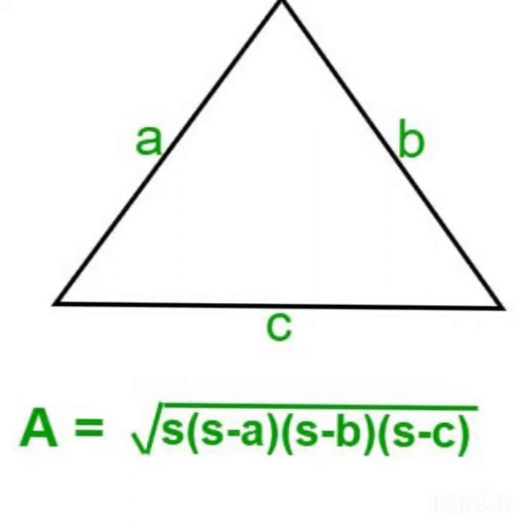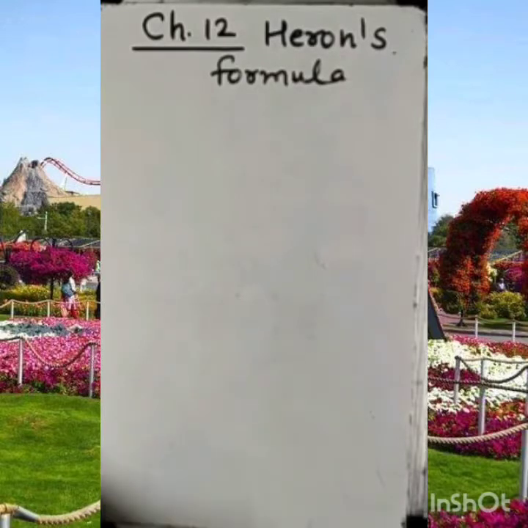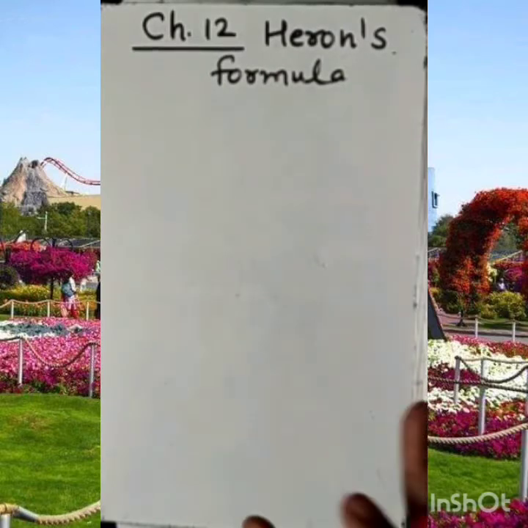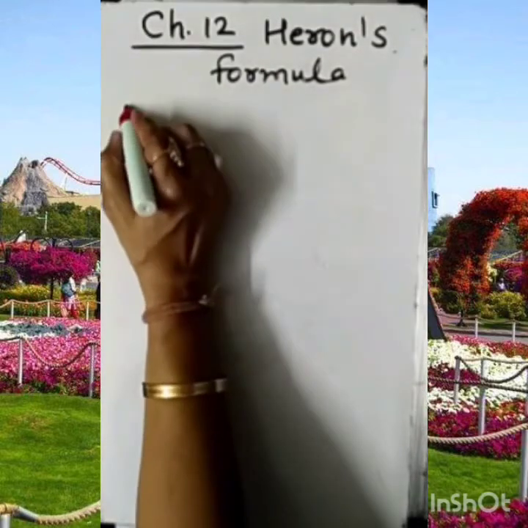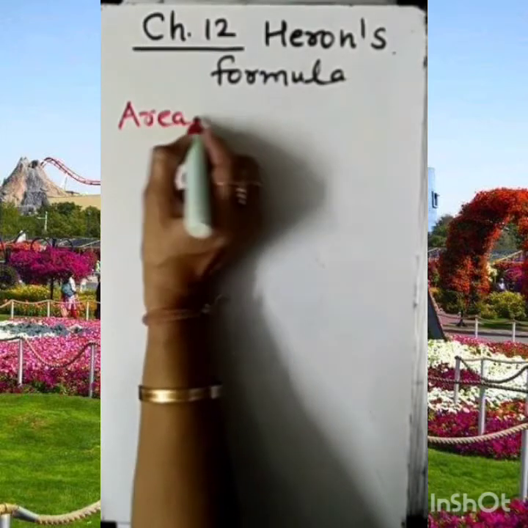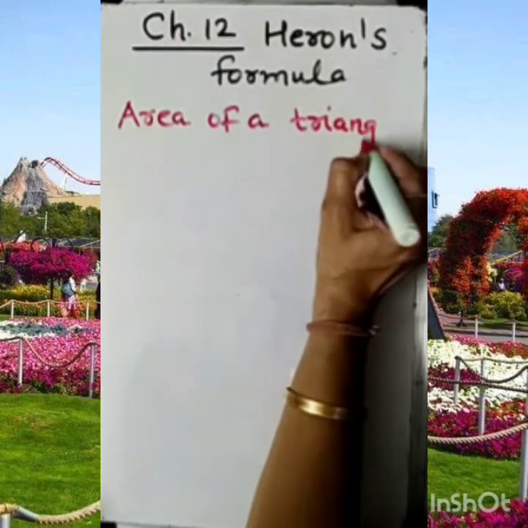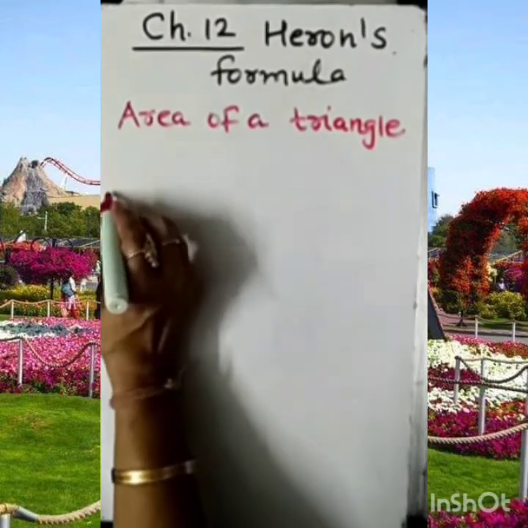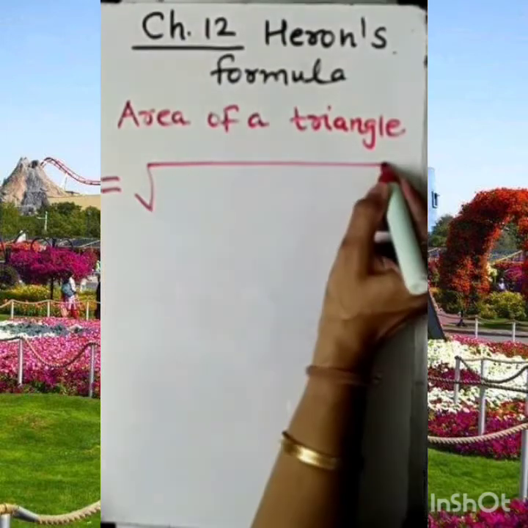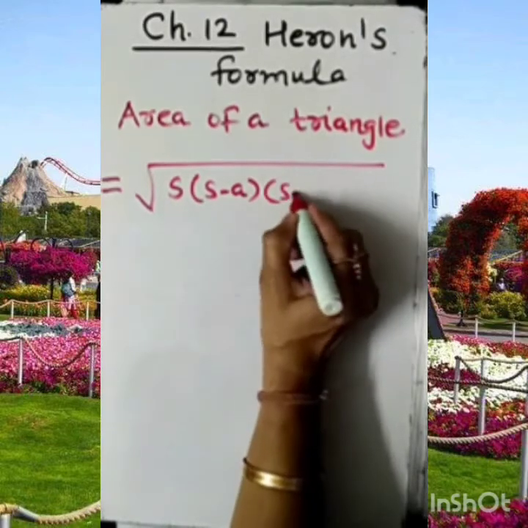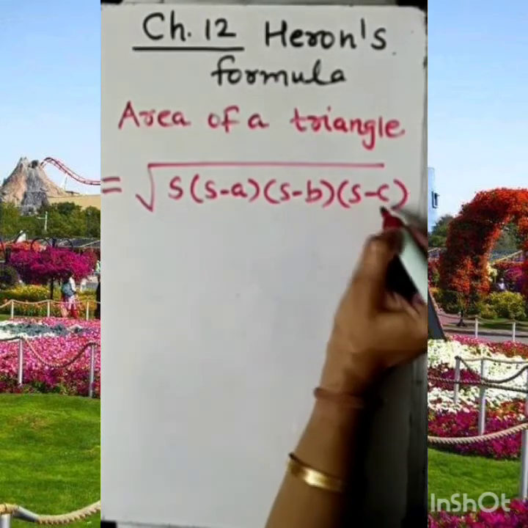So, my dear student, here I am introducing Heron's formula. The great mathematician Heron gave this formula. It was known earlier as Hero's formula, and now it is known as Heron's formula. So let's note down Heron's formula: area of a triangle equals under root of s, s minus a, s minus b and s minus c.